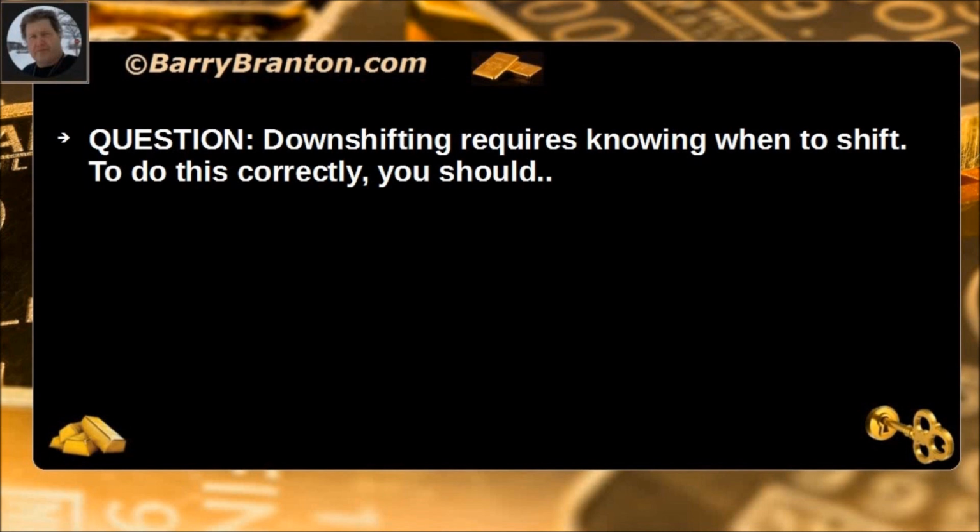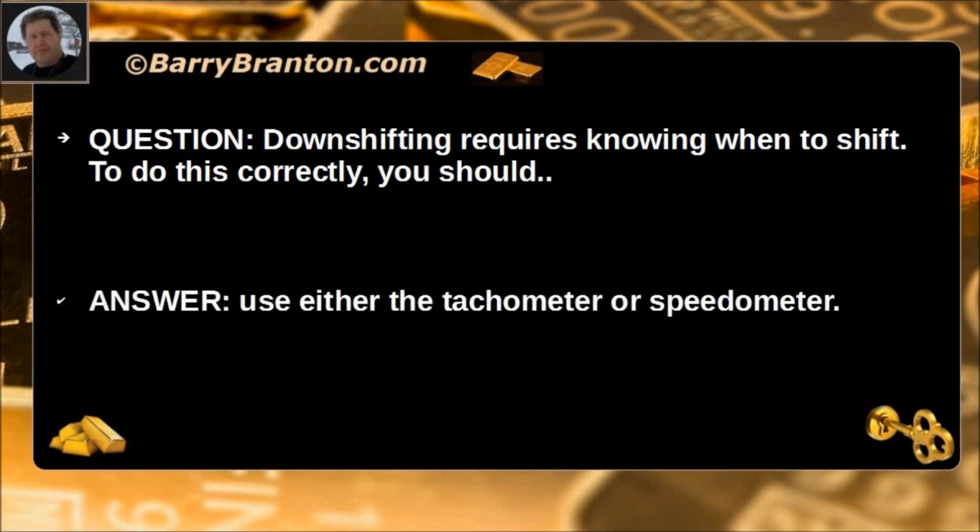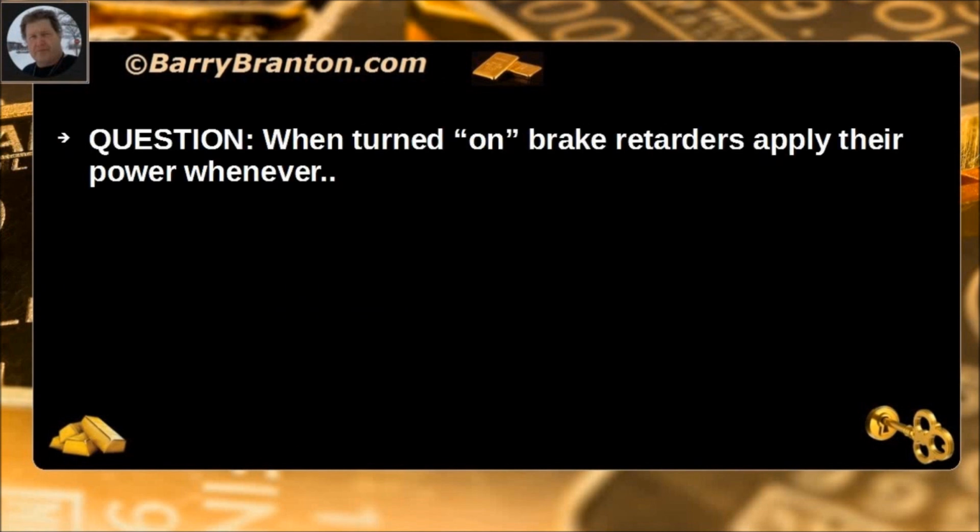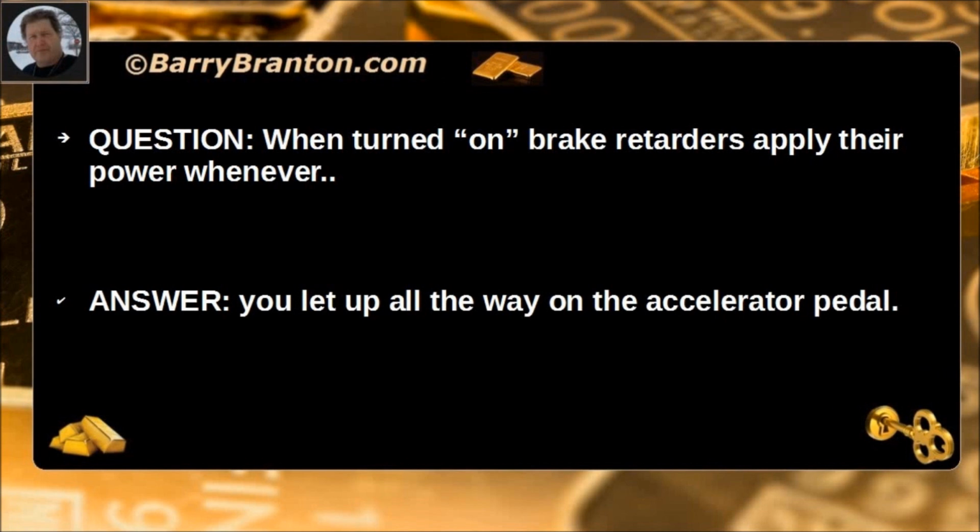Downshifting requires knowing when to shift. To do this correctly, you should use either the tachometer or speedometer. When turned on, brake retarders apply their power whenever you let up all of the way on the accelerator pedal.